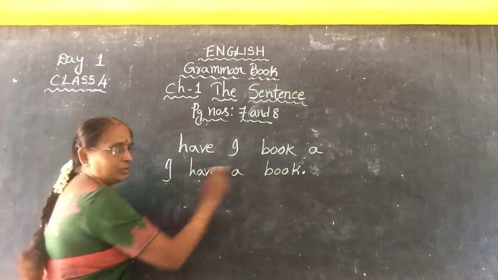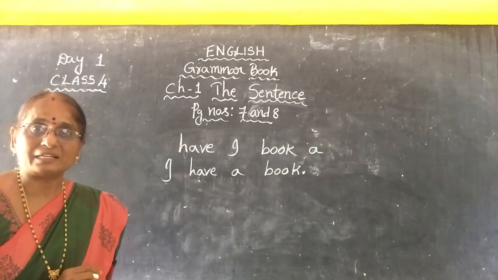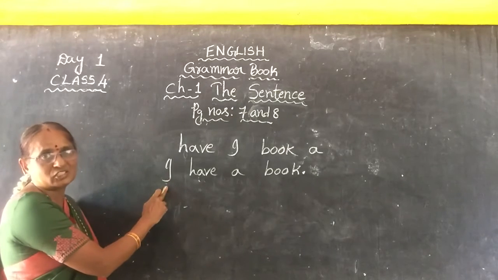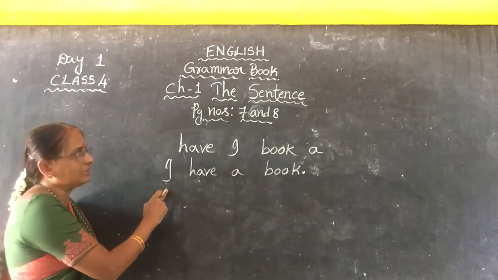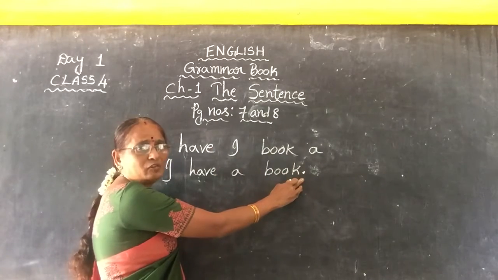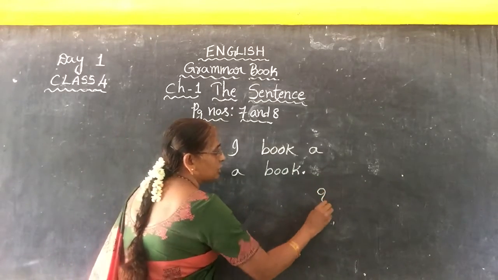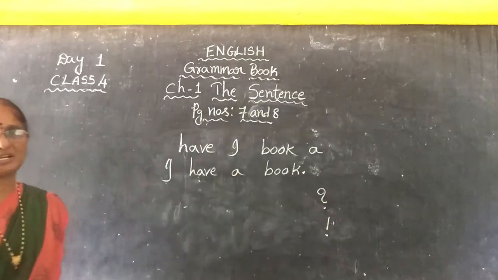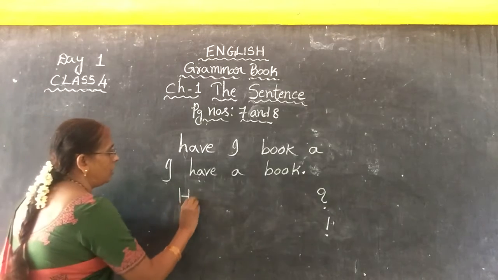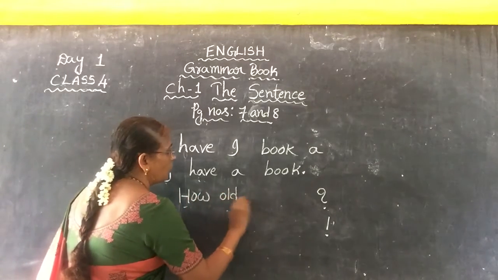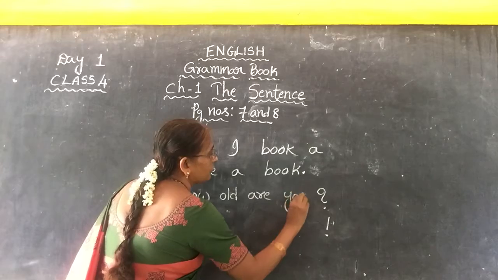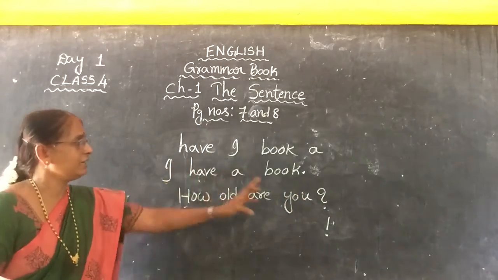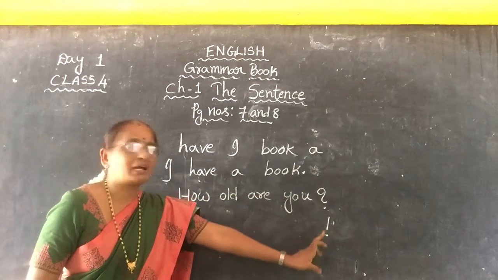I have a book. What are the rules to write a correct sentence, children? We have to start with what? A capital letter, children. Begin with a capital letter and end not only with a full stop; we can also write a question mark, and even an exclamation mark, children. Okay? How old are you? See here, how old are you? Question mark. So a sentence can end with a full stop, a question mark, or an exclamation mark.